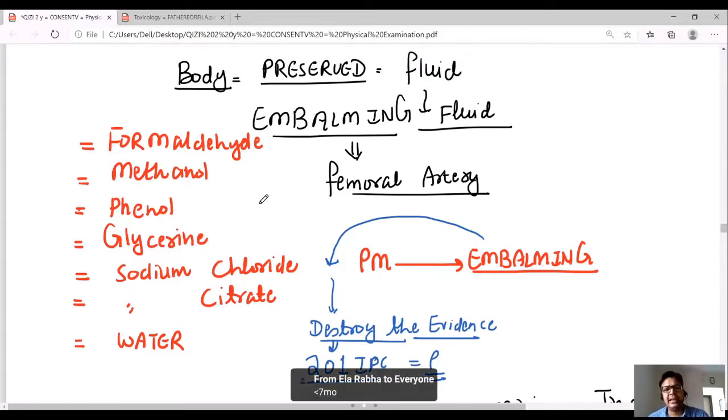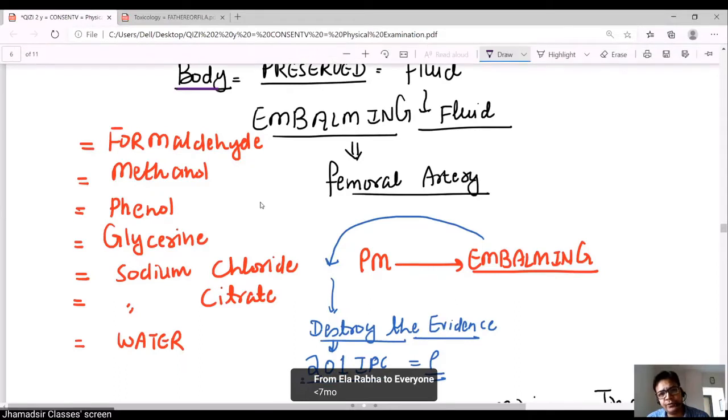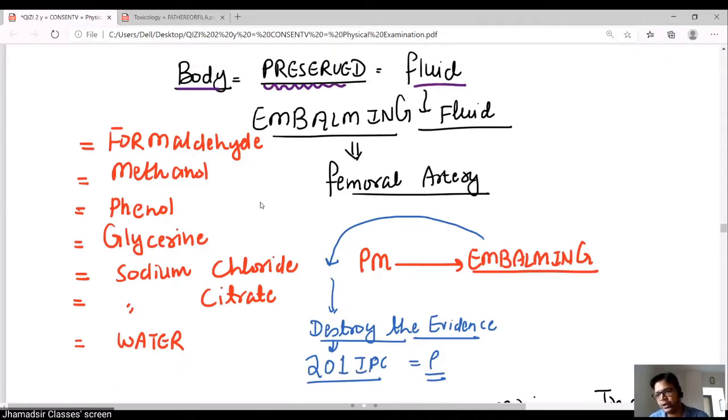Now, sir, next important word: body to preserve. For the body to be preserved, we use a fluid. This fluid is known as embalming fluid. Embalming fluid is injected in the femoral artery.